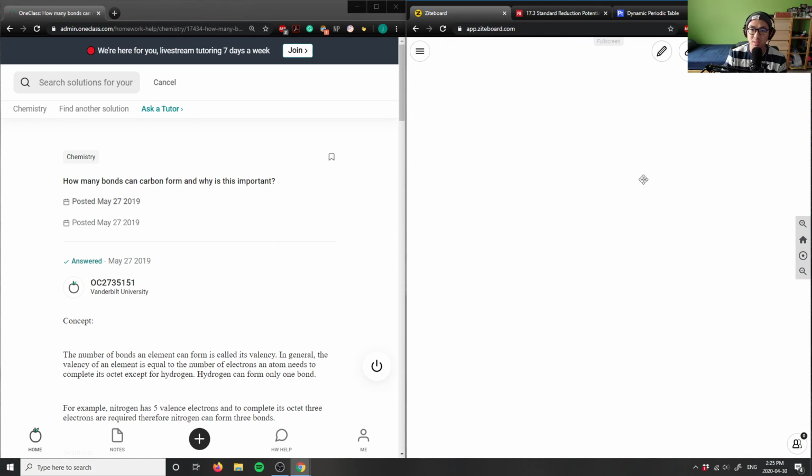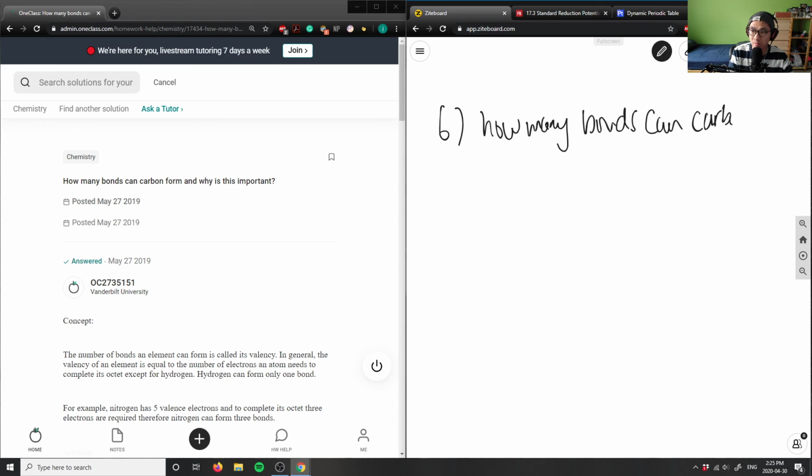We can look at number 6 here. Number 6 is asking how many bonds can carbon form and why is this important? So carbon can form bonds depending on its electron configuration, right? Let me write this down here: how many bonds can carbon form, and why.